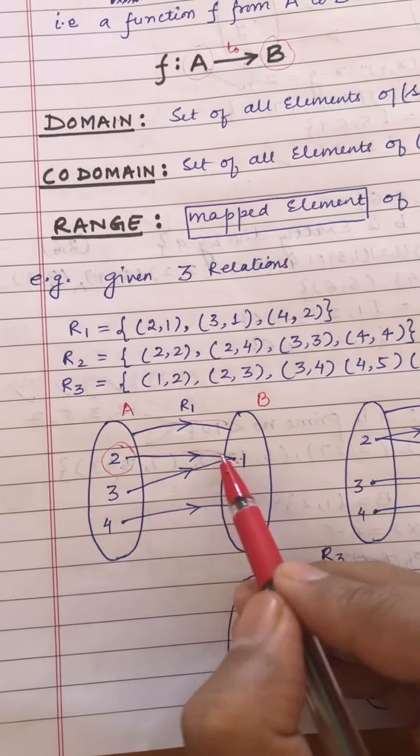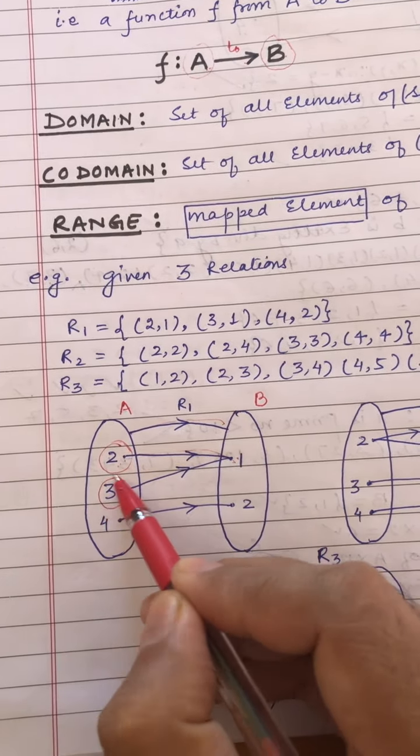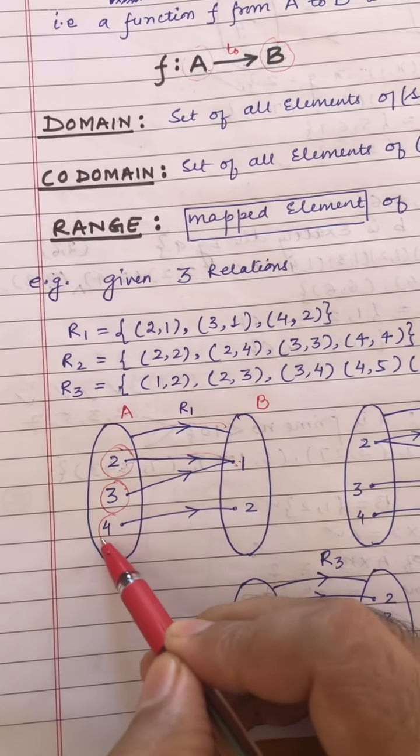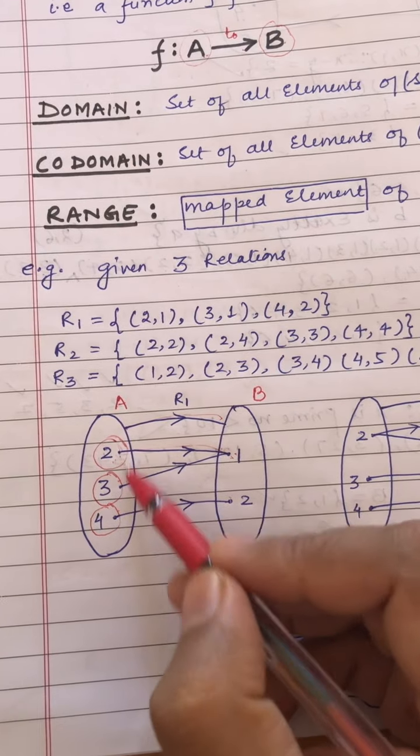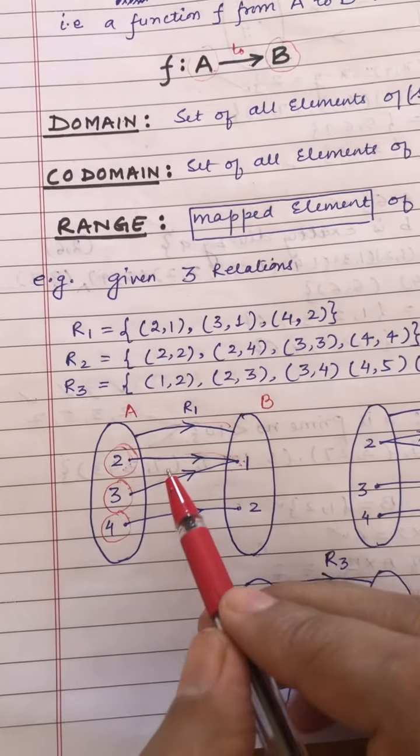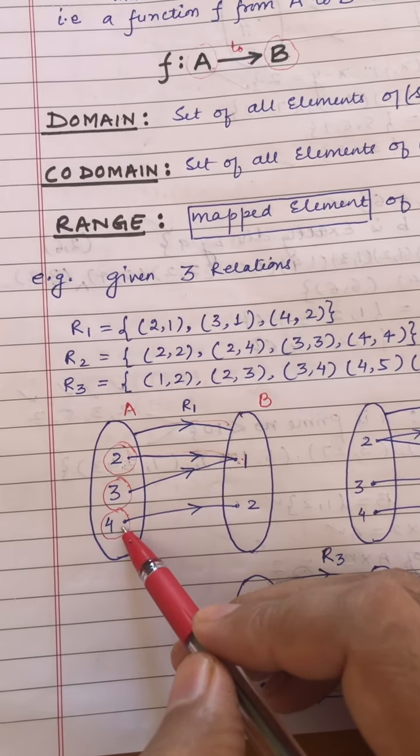So what is the image of 2? 1. What is the image of 3? 1. And what is the image of 4? 2. That means all the elements are mapped. Every element is mapped. Now the second condition will check whether every element has a unique image.